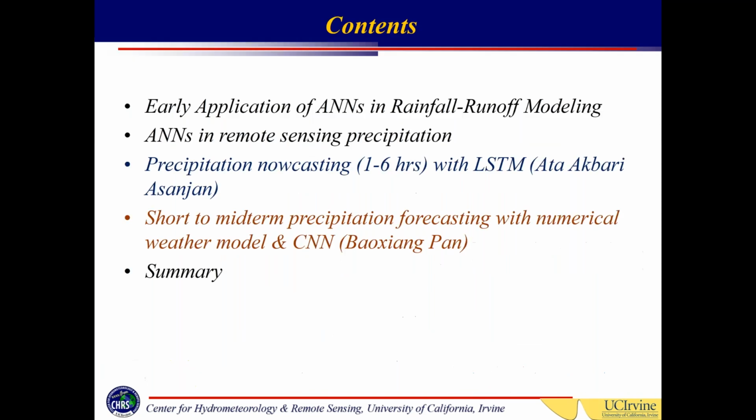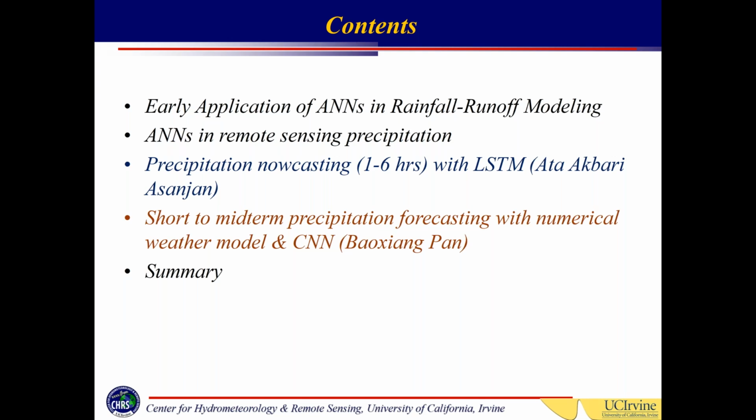Here is the content I want to show everybody. We start with rainfall-runoff modeling using machine learning, like a neural network. I will give you a little bit of what we did before and then switch to precipitation estimation from remote sensing information. Later, Ata will talk about 1 to 6 hour nowcasting using LSTM. And finally, Bao Xiang will talk about CNN, convolutional neural networks, for short-term forecasting, which includes the numerical model together with the CNN for improved forecasting for a couple of days. Then a quick summary at the end.